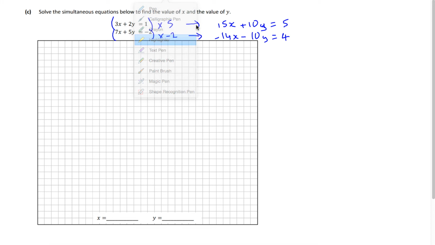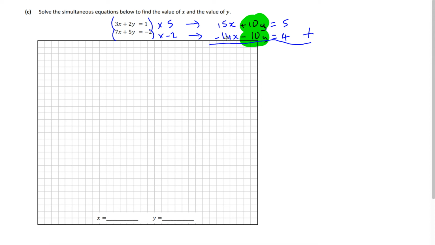So remember, why did I do this? Well, I did this because now I have 10y and minus 10y. And what I can do then is just add vertically when I've got these simultaneous equations aligned above and below each other. I can just add vertically.